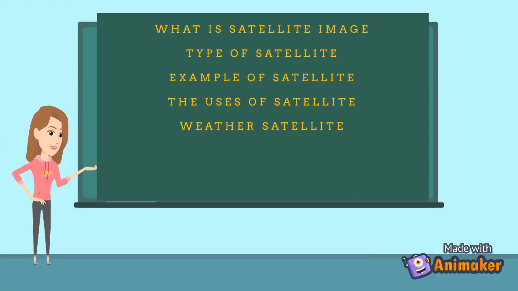So, in conclusion, we have learned about the meaning, types, example, and use of satellite image. Weather satellite is used for meteorological purposes and forecasting to predict weather and climate.